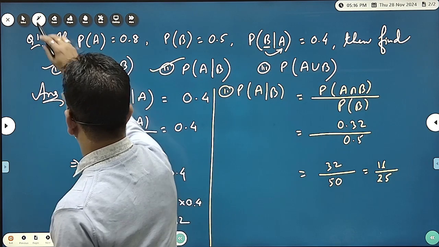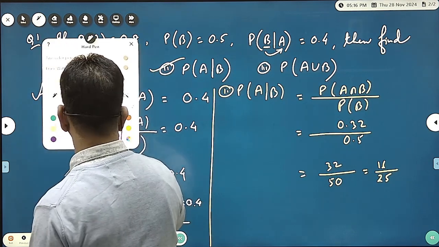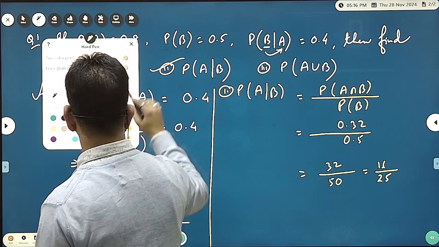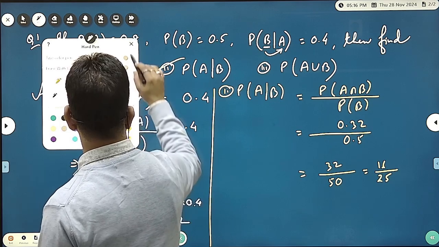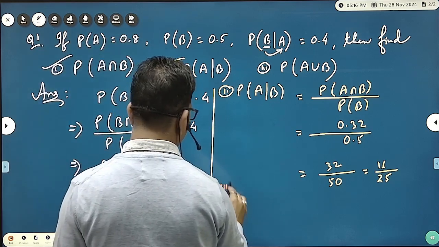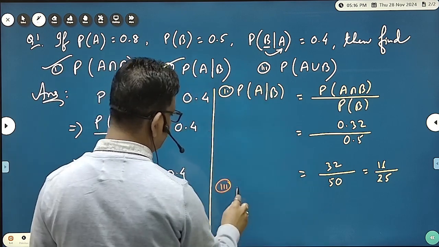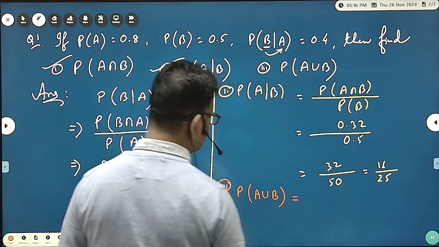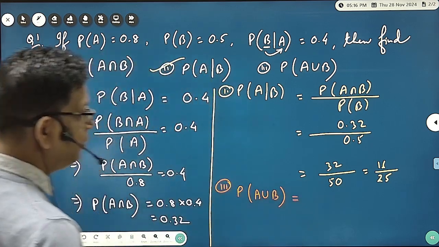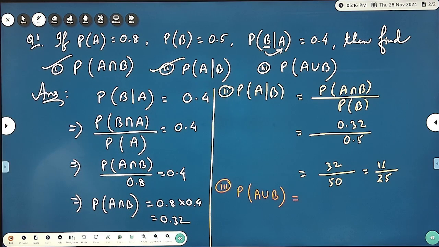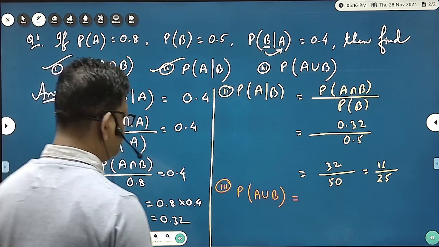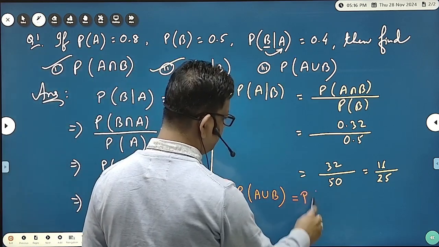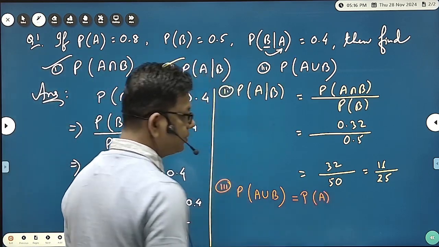Okay. The third one, which we did not discuss before, but it's not that difficult, so I'm going to do it now. The third one here, number 3. Here we are asked to find P of A union B, or we can say we are asked to find P of A or B. Now to find P of A or B, there is a very simple formula which I did not do before. So I'm going to explain this formula now.